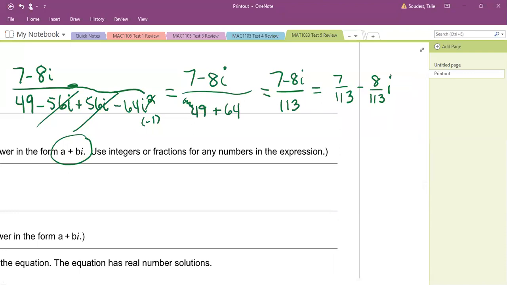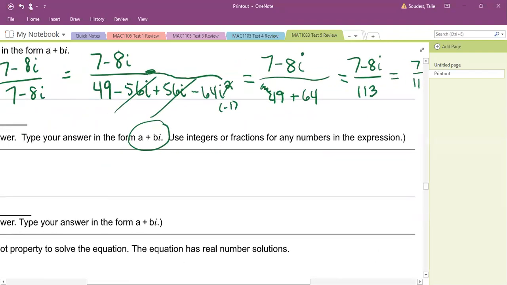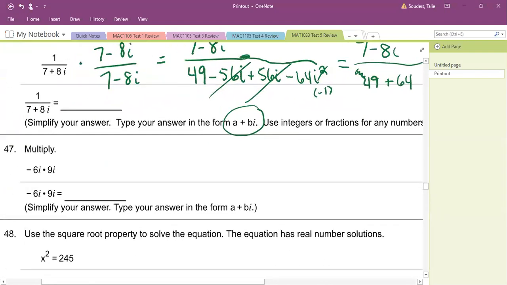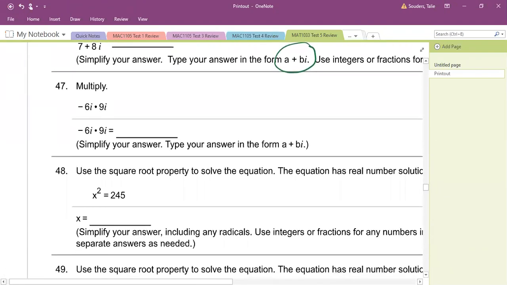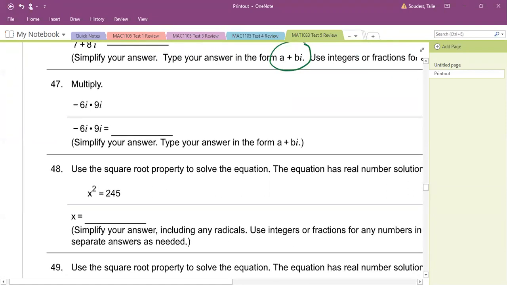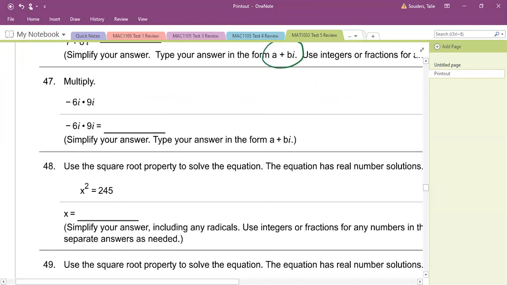Okay, so any questions there before we move on to the square root property? Oh, just kidding. There's one more. What's negative 6i times 9i? Negative 54i squared. Good. And what does i squared equal? Negative 1. So overall, what is your answer? 54. There you go. They just wanted to see if we were paying attention.